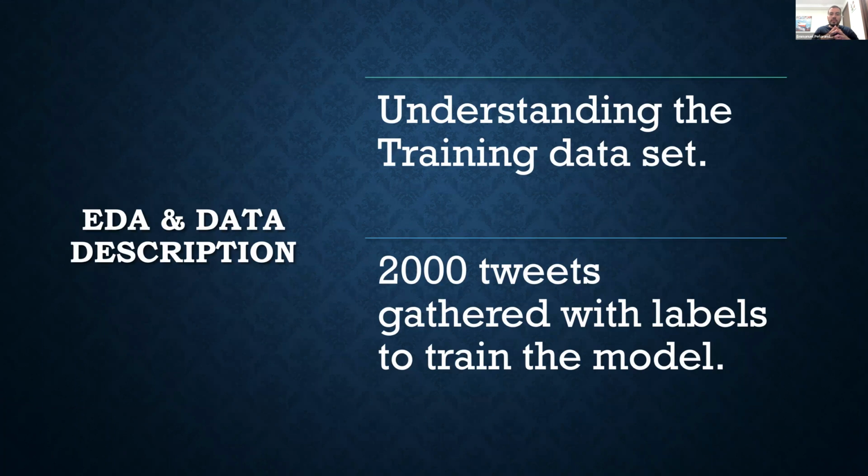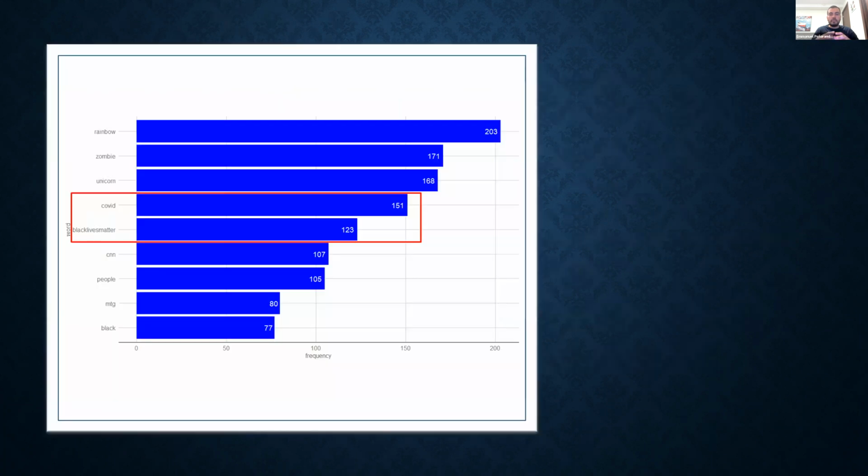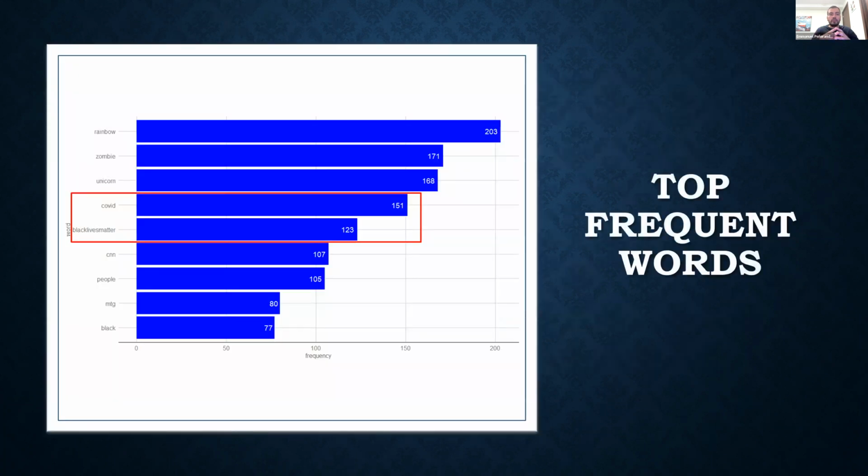So first, we're going to understand the training data sets. For this, we see the already labeled 2,000 documents or tweets. In this case, we see the top frequent words. We have around 9-10 terms, and we right off the bat see two political terms which are very polarizing, which are, for example, Black Lives Matter and COVID as well. We also see some others that may or may not be related, but we don't have context. We're just doing some exploratory data analysis. So we see CNN pop right there. We see MTG, Black, Zombie, Unicorn, and Rainbow.